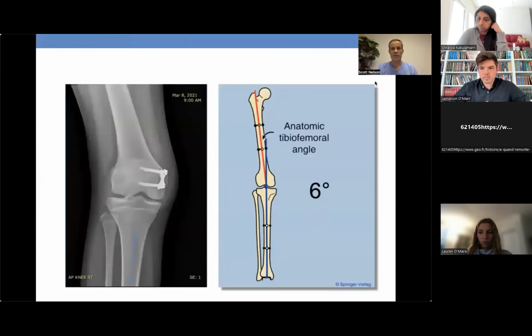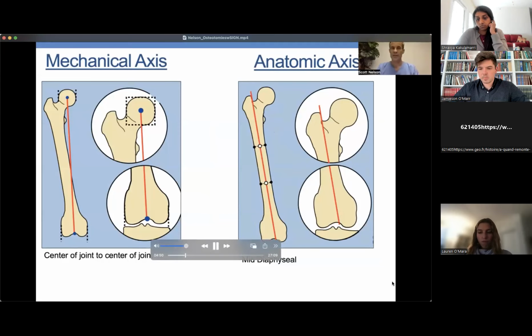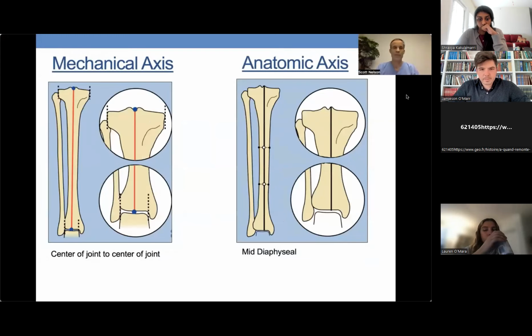Now I'm talking to you about a different mechanical axis, which is the center of the hip to the center of the knee, called the femoral mechanical axis. And the anatomic axis of the femur is a mid-diaphyseal line. In the tibia, it's very easy because these lines are almost exactly the same, and we can just consider them the same for all practical purposes. So that is to say that a line from the center of the knee to the center of the ankle is more or less the same as a line straight down the tibia shaft.